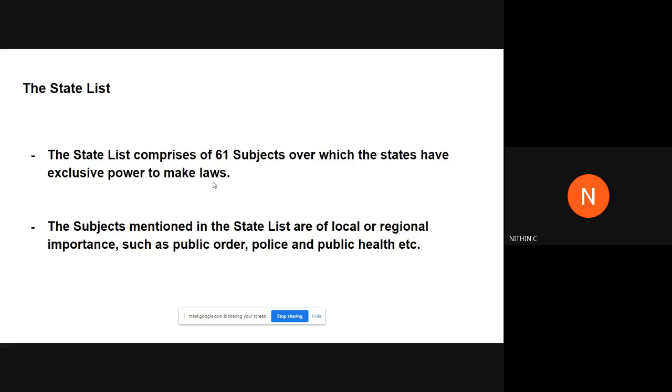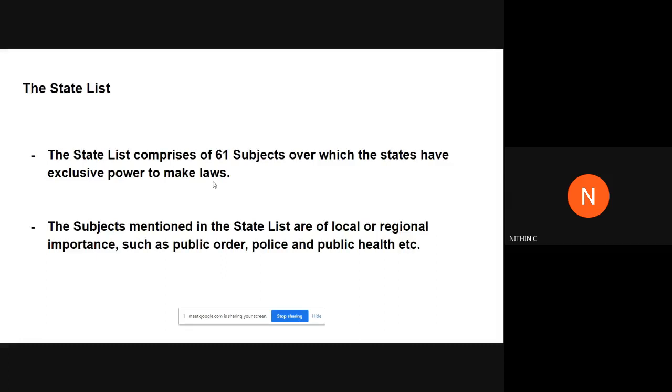The subjects mentioned in the state list are of local or regional importance, such as public order, police, public health, etc. സ്റ്റേറ്റ് ലിസ്റ്റ് വരുന്ന കാര്യങ്ങൾ ഏതൊക്കെയാണ്? പബ്ലിക് ഓർഡർ, പോലീസ്, പബ്ലിക് ഹെൽത്ത്, ഇങ്ങനെയുള്ള കാര്യങ്ങളൊക്കെ സ്റ്റേറ്റ് ലിസ്റ്റിലാണ് വരുന്നത്. ഈ കാര്യങ്ങളിൽ എന്തെങ്കിലും റൂൾസ് അല്ലെങ്കിൽ ലോസ് ക്രിയേറ്റ് ചെയ്യണമെങ്കിൽ അത് സ്റ്റേറ്റ് ലിസ്റ്റിൽ ചെയ്യാം.